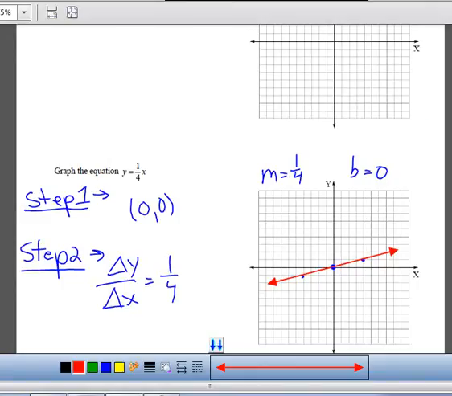Okay, for some of you, this might be a little bit of a challenge, because it's definitely doing something different than what we're used to. If you like making tables, then it's okay to make a table, especially to check and make sure everything works. But this is just another strategy for graphing lines.